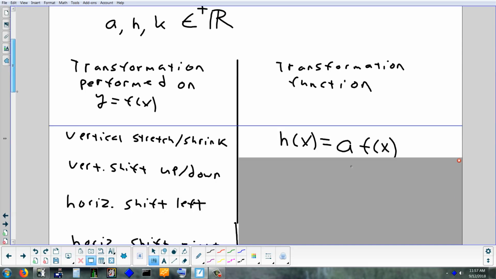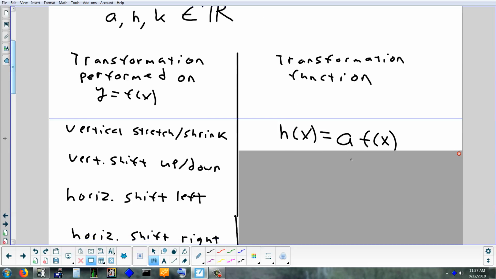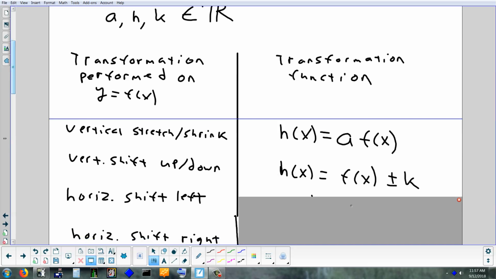How about shifting up and down? What operation do you use to shift up or down? Blake? Adding or subtracting at the end. Adding or subtracting at the end. Perfect. Add goes up, minus goes down.